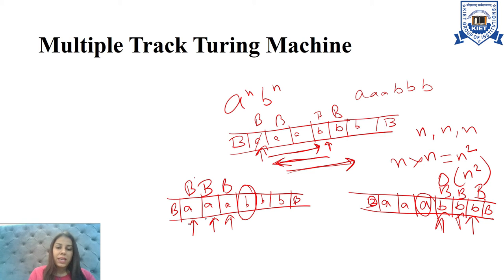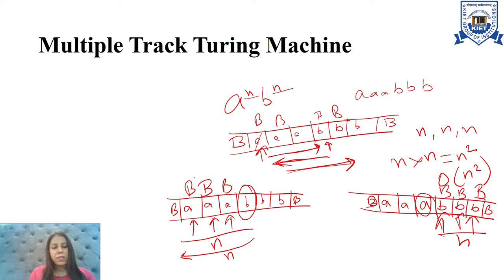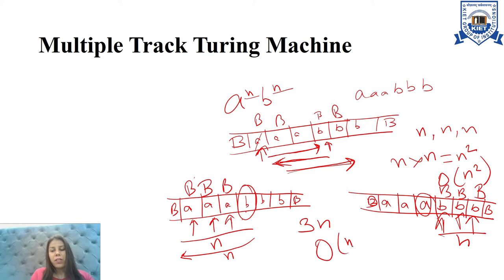So we can easily make a comparison whether the number of a's and number of b's were equal or not. Now we have made n movements here, n movements here, and when we have reached this b, we will go back. So we will make another n movements here. There is a total of 3n movements in case of multiple track machine. So overall the complexity is O(n), that is order of n, whereas in single track it was n square.